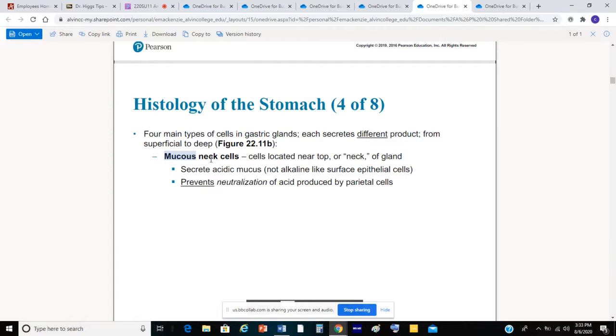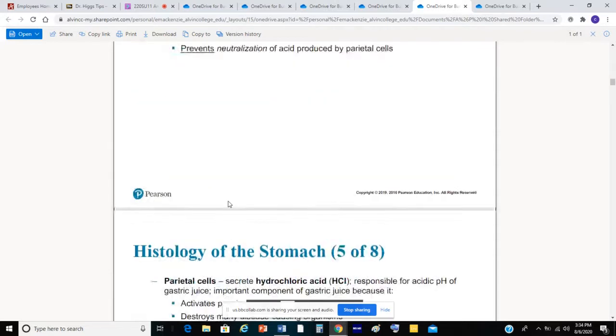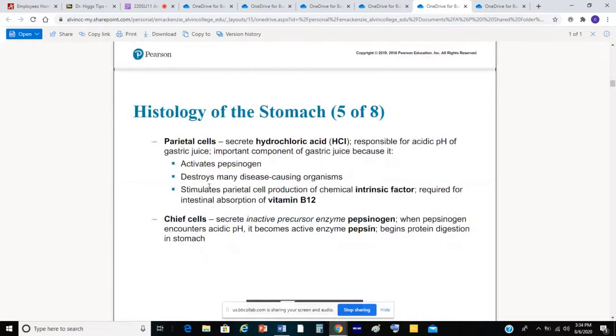All the mucus coming from the mucous neck cells creates a coating of mucus that can help neutralize any acid. But I keep it simple on your exam. A cell in the stomach is a mucous neck cell, and it makes mucus to help neutralize the acid for protection. Keep going. Another cell is the parietal cell.